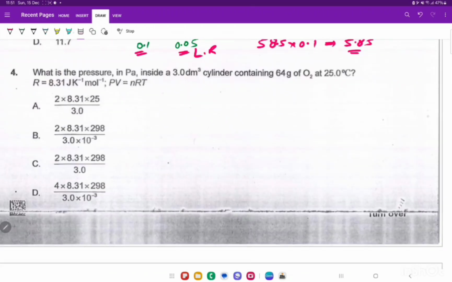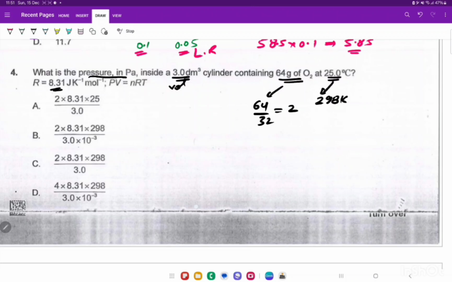What is the pressure in pascals? I have to calculate the pressure in pascals in a 3 dm cube cylinder, volume 3 dm cube, containing 64 grams of oxygen at 25 degrees Celsius, and R is 8.314. We should convert 25 degrees Celsius to Kelvin, and it will be 298 Kelvin. The moles of this oxygen will be 64 upon 32, which equals 2. Since I want the pressure in pascals, I have to convert the volume to meter cube: 3 into 10 to the power minus 3 meter cube.